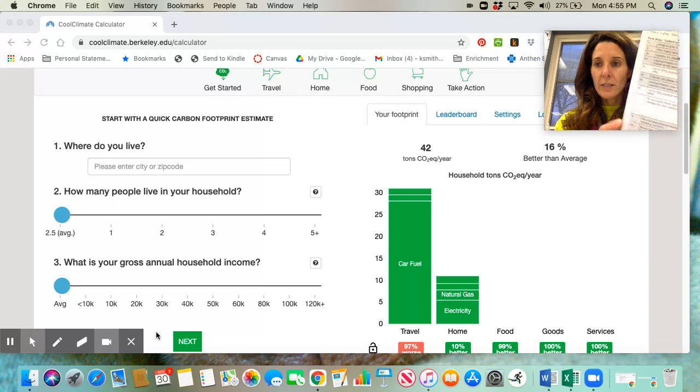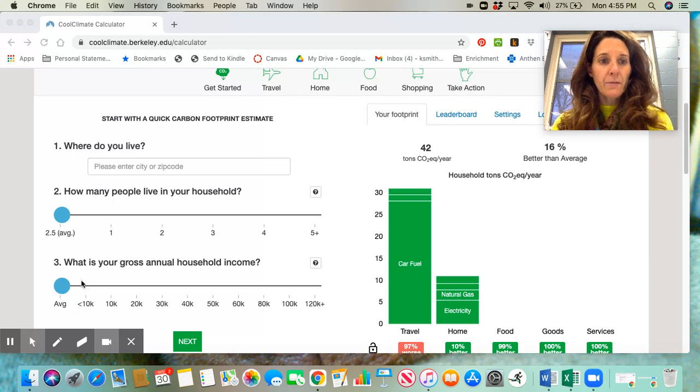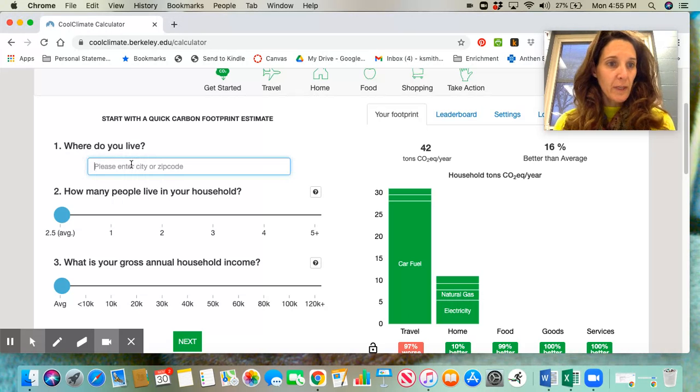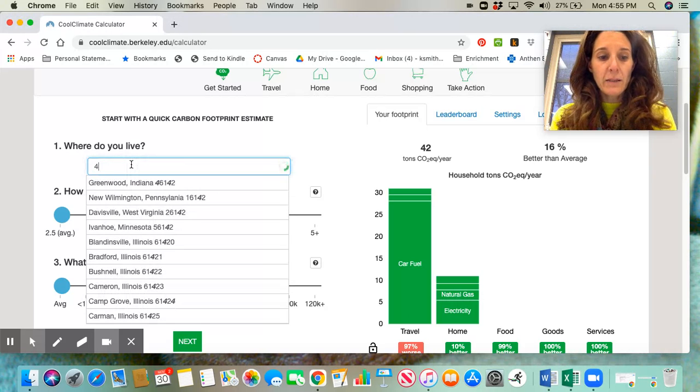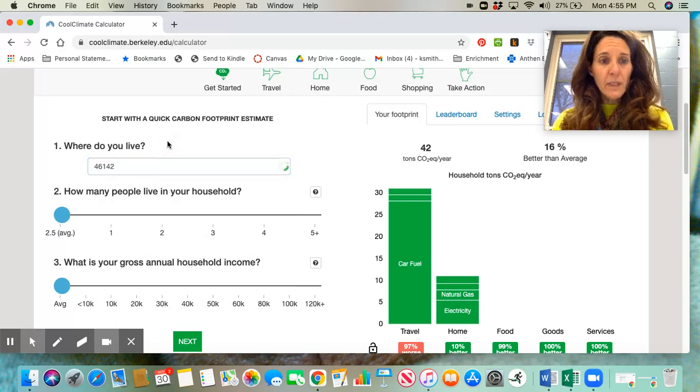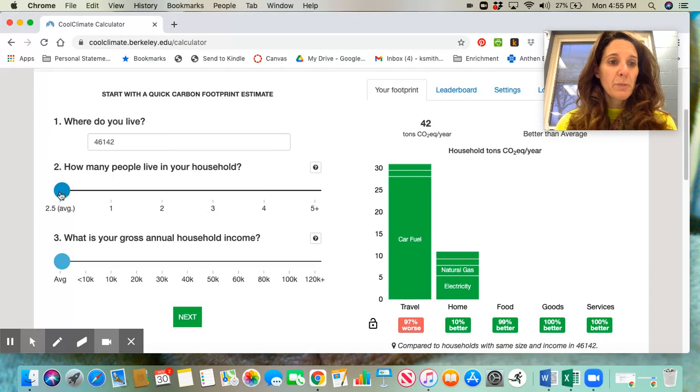So you need this document filled out. And the first thing you're going to start with is your zip code. For case study number 2, the zip code was 46142. Again, you could use a Carmel zip code, or if you wanted to live somewhere else, you could choose a zip code from another state, another city that you would like to live in. How many people live in your house? This case study had 3 people.